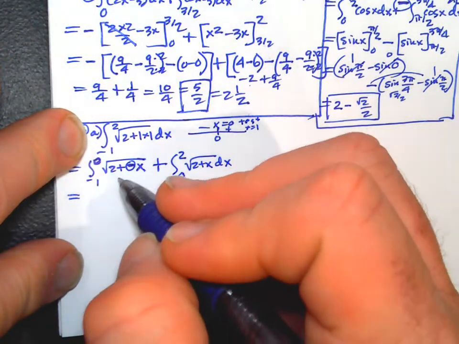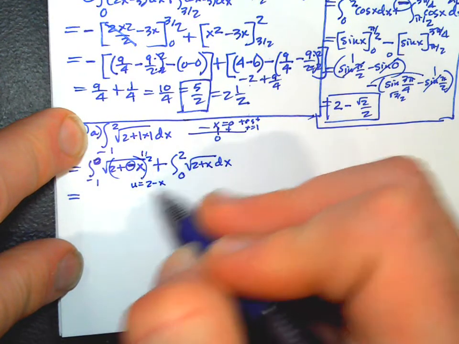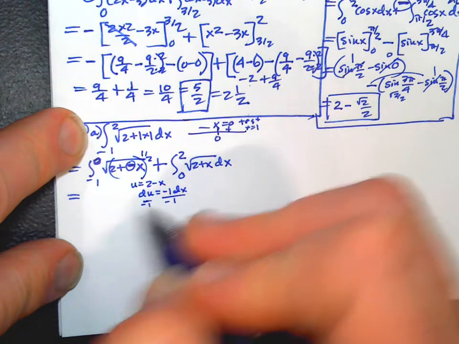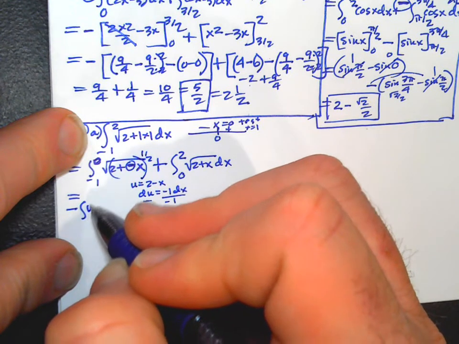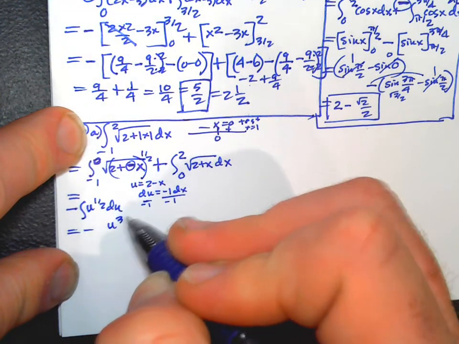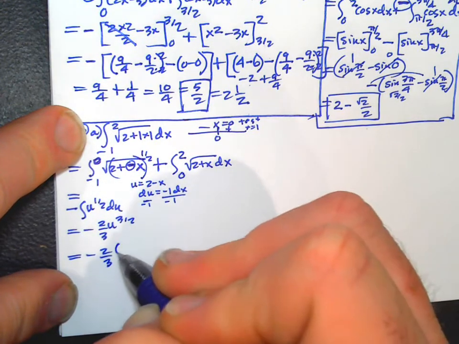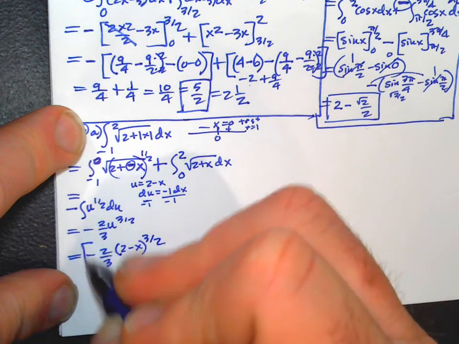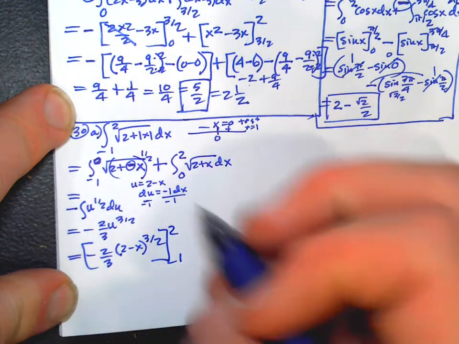Now, this is to the 1/2 power. We could do u substitution. u equals 2 minus x. du equals negative 1 dx. I don't want the negative. So then this is going to be negative square root of u, u to the 1/2, du. So it's going to be u to the 3/2 divided by the new exponent. So we get negative 2/3 times 2 minus x to the 3/2, from negative 1 to 0.